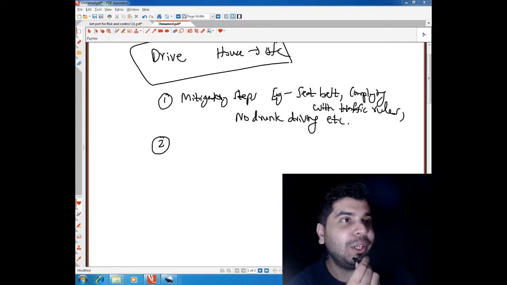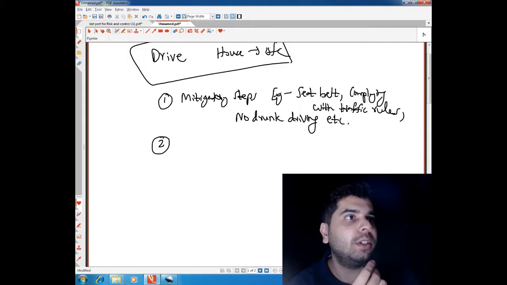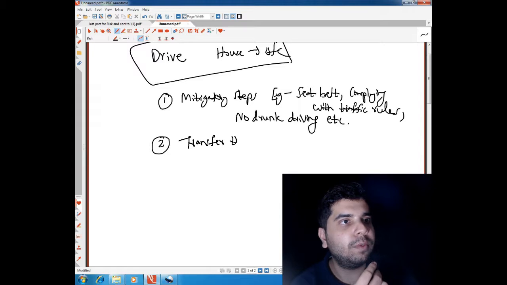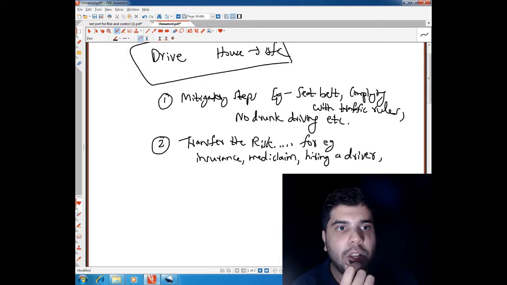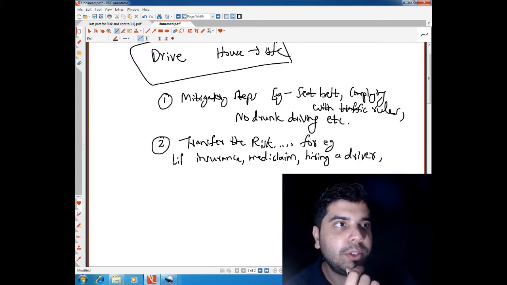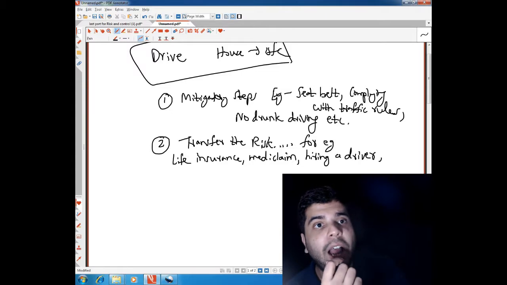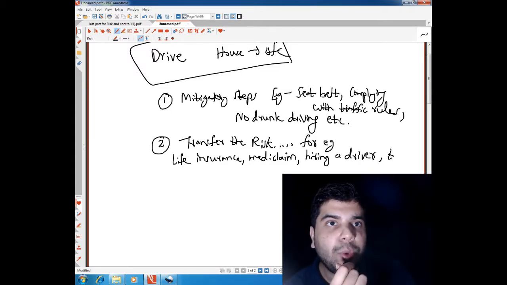The next thing which you will do is you will try to transfer the risk. Transfer the risk to the third party. For example, insurance, taking an insurance, mediclaim, hiring a driver. When I say insurance, it means life insurance, mediclaim, hiring a driver, taking a car insurance.